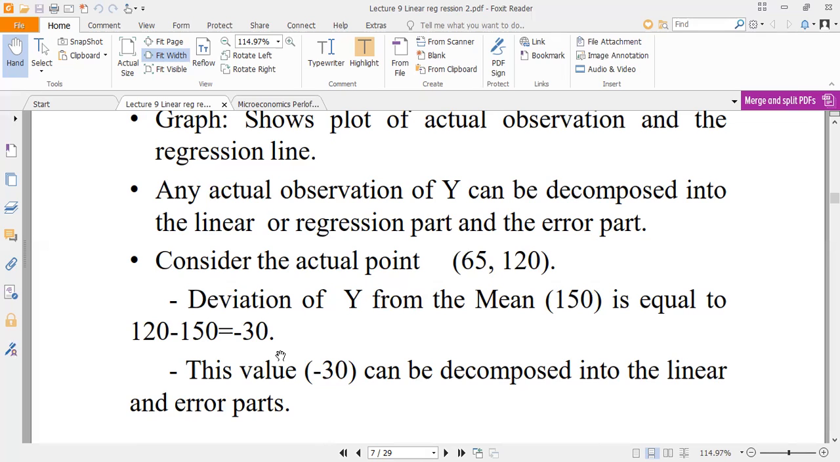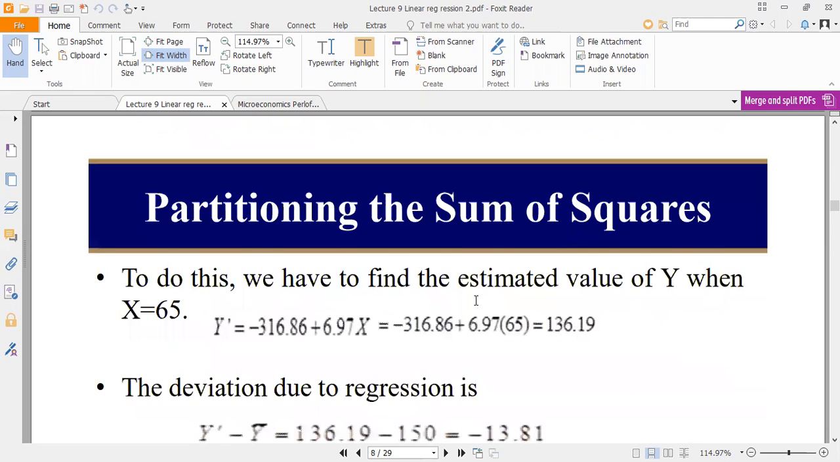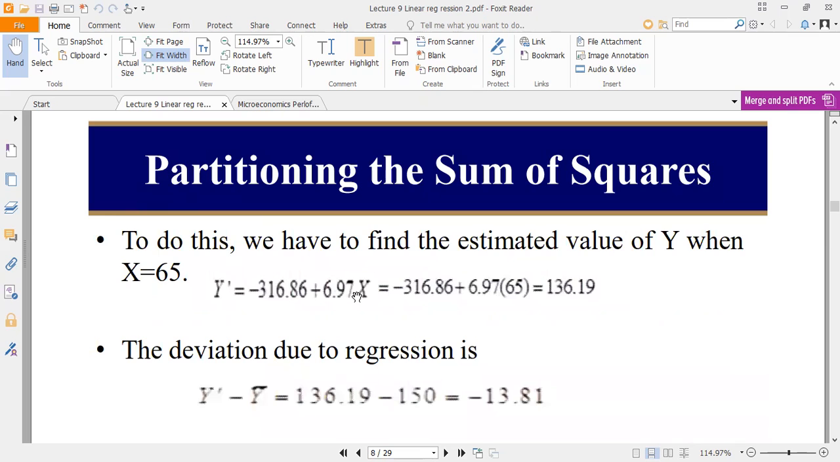So let's try and see if we'll be able to decompose this minus 30 into the linear and then the error part. If you want to find the deviation from the linear part, you subtract the mean from the estimated value of y. You see how we found the deviation of y from the mean? It's y minus the mean of y. So the one from the linear part should be y prime, that is the estimated y, minus the mean of y. So what we have to do is put this x into the regression model to find our estimated y. Put 65 into the regression model. So when x is 65, put it here. You're getting 136.19. So y prime is equal to 136.19 when x is equal to 65.